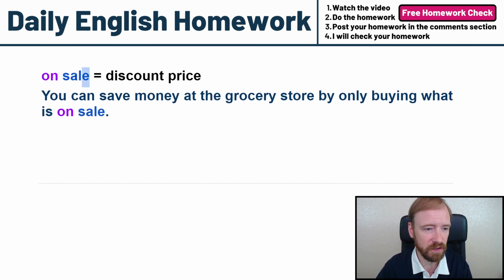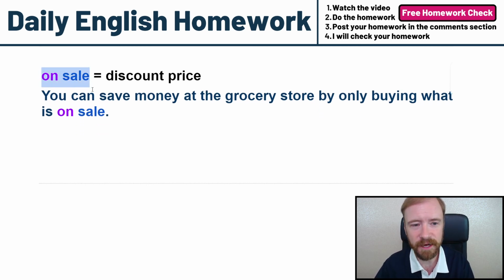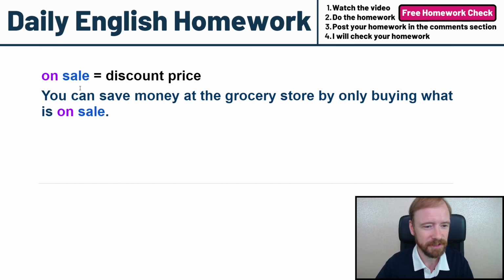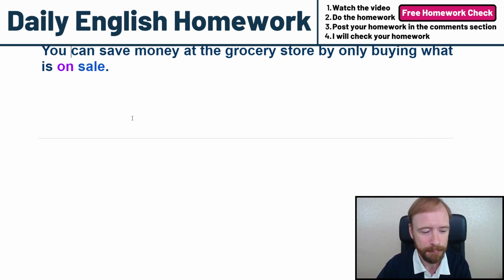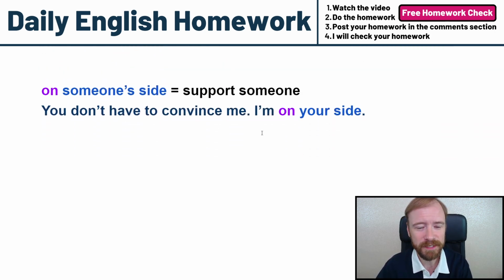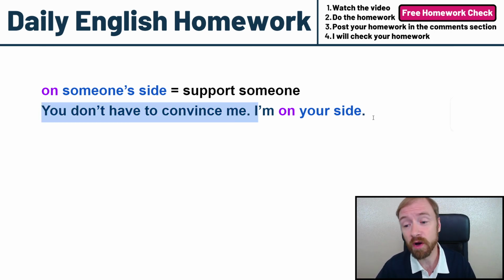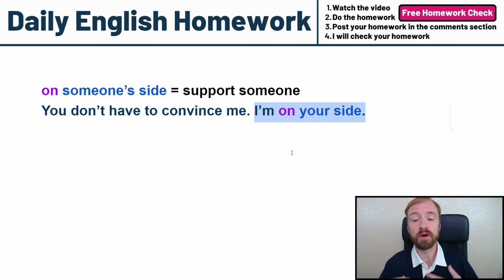Here we go. Everyone's favorite collocation: on sale, discount price. Magic words you like to hear: on sale. Okay, you can save money at the grocery store by only buying what is on sale. On someone's side, you support someone. You don't have to convince me. I'm on your side. So I support you. I'm on your team. I support you.